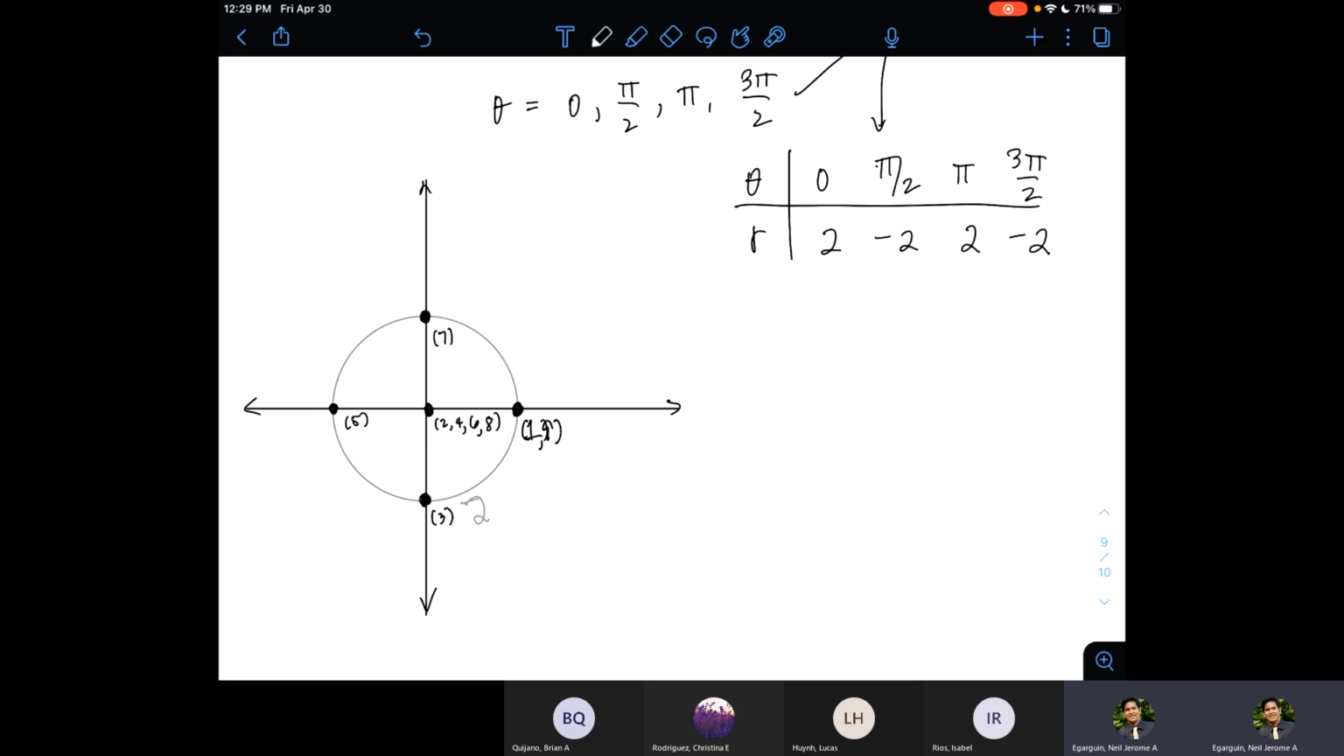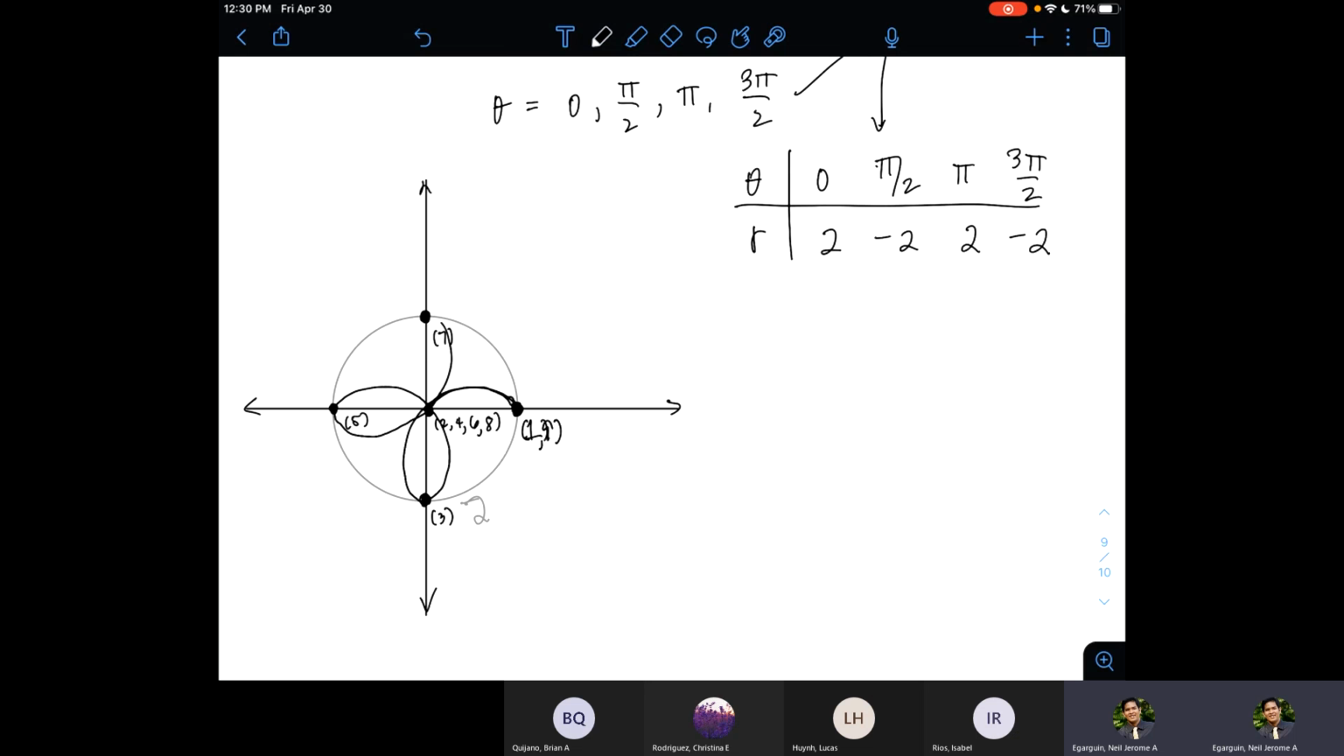Okay, now let's sketch the graph. So here's my first point, and then my second point is a receptacle. The third point would be this guy. Fourth point is the pole. Fifth point is this. Sixth point is the pole again.